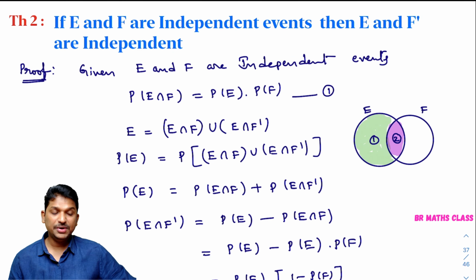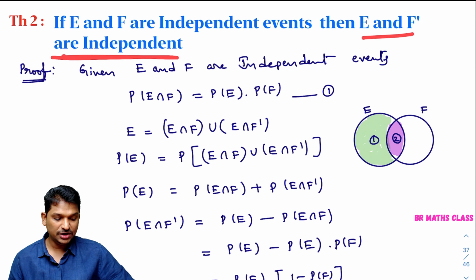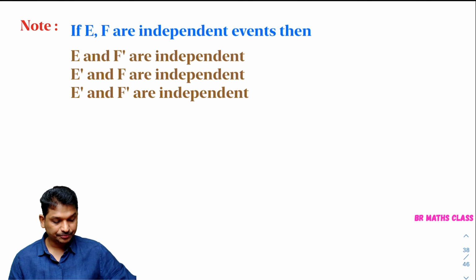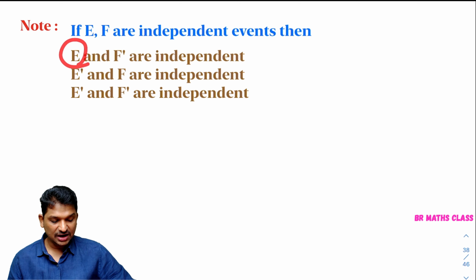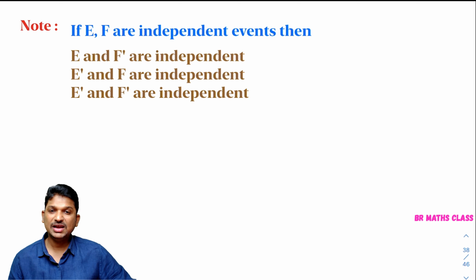Next, we learned one theorem. If E and F are independent events, then E and F dash are also independent. See, this is the last point. If E, F are independent events, then E and F dash are independent events. In the last class, we derived this result also. E dash and F are independent events. E dash and F dash are independent events. We use these points in exercise number 13.2. That's why I am recalling these things.